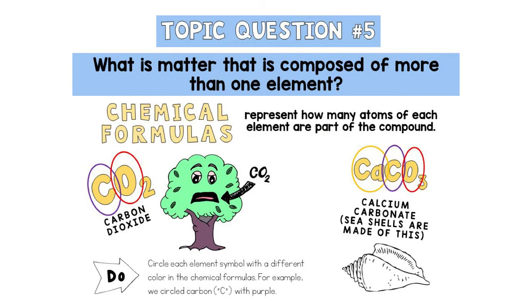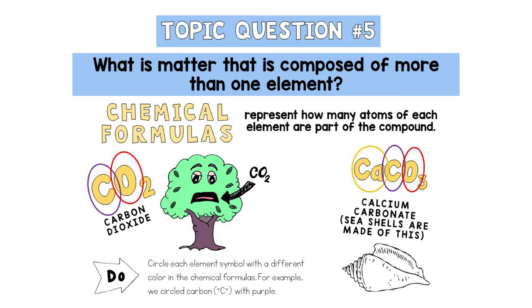Just like elements are given by chemical symbols, compounds are given by chemical formulas. Chemical formulas represent how many atoms of each element are part of the compound. So, I want you to circle each element symbol with a different color in the chemical formulas. For example, I circled carbon with purple in carbon dioxide, and circled oxygen with red.